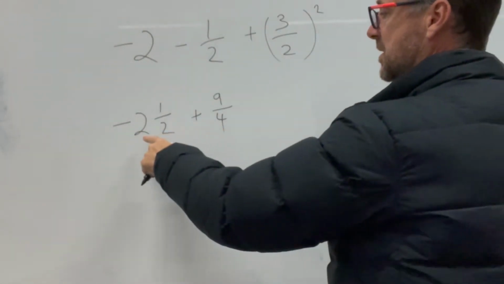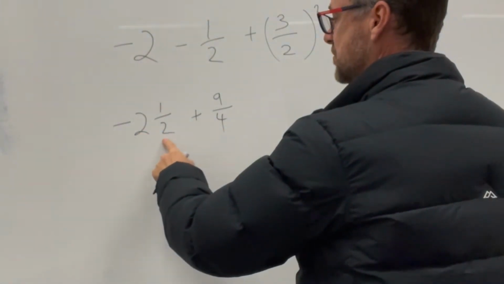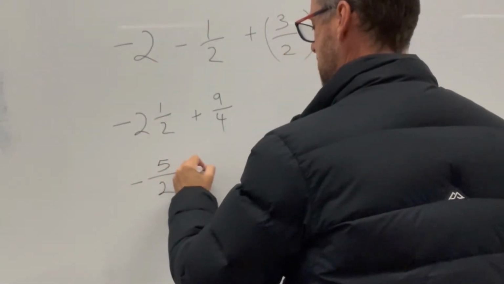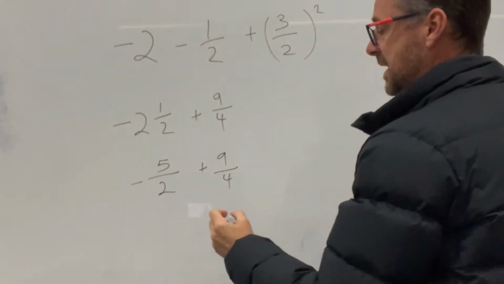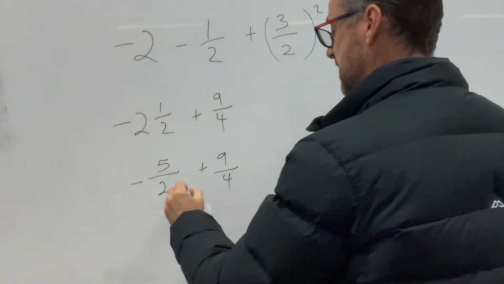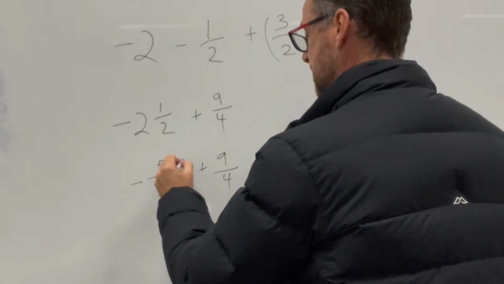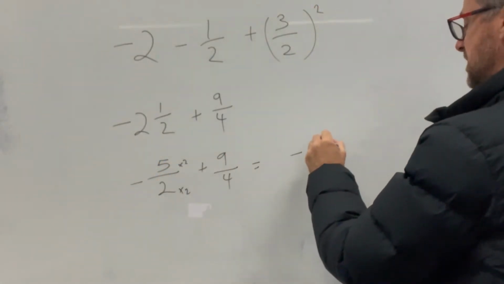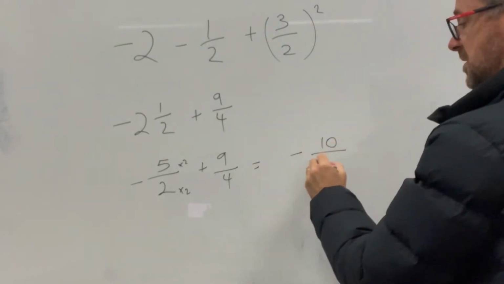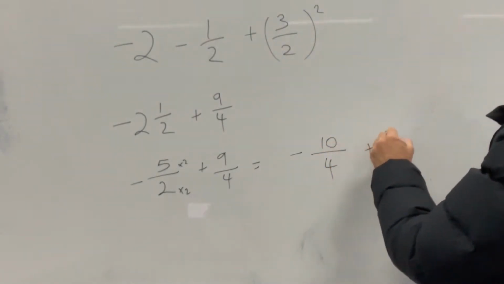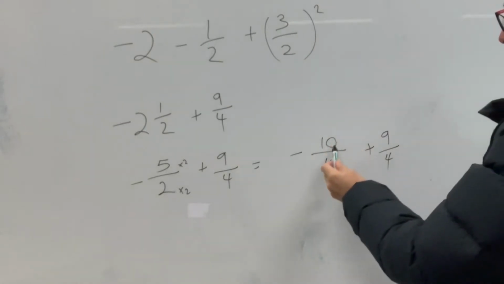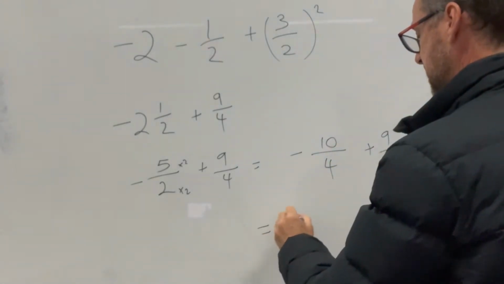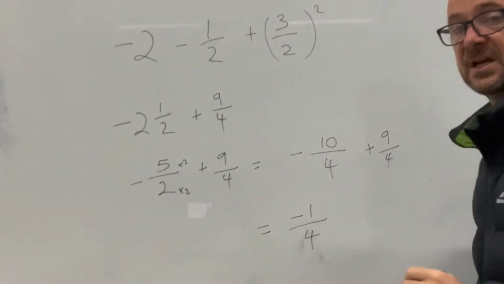Okay, so 2 2s are 4 and 1 is 5. -5 over 2 plus 9 over 4. And then we need common denominators at that point, so that one here will be times by 2, times by 2. Okay, so now that's going to equal -10 over 4 plus 9 over 4. -10 plus 9 is going to equal -1. That's going to equal -1 over 4, so -1/4.